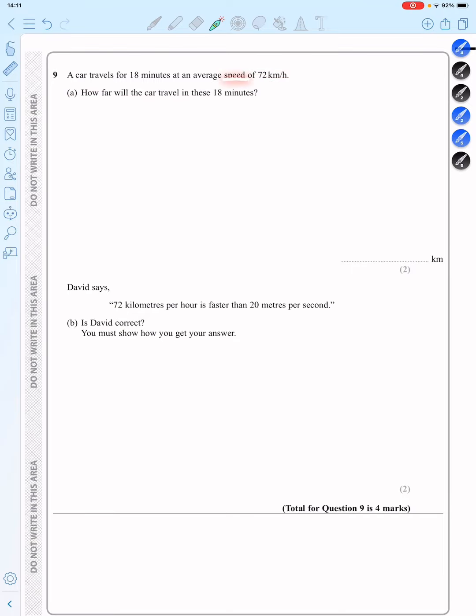As you can see, the speed is equal to what? The distance over the time. Here the distance is in kilometers and the time is in hours. So let's write down this equality. So speed is distance over time, right?